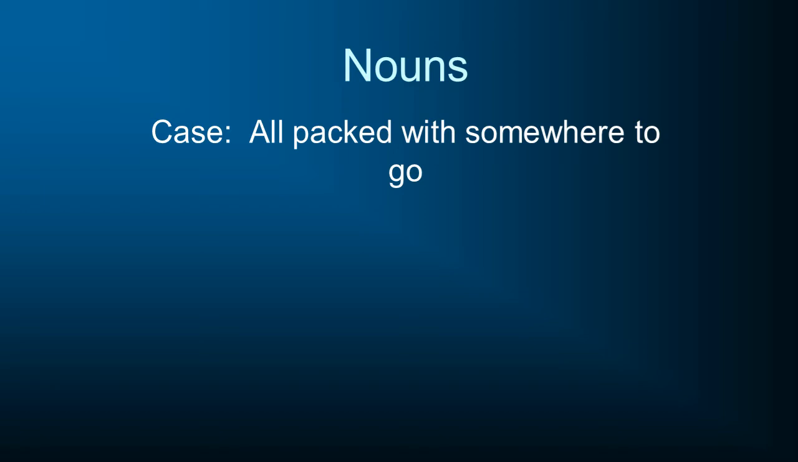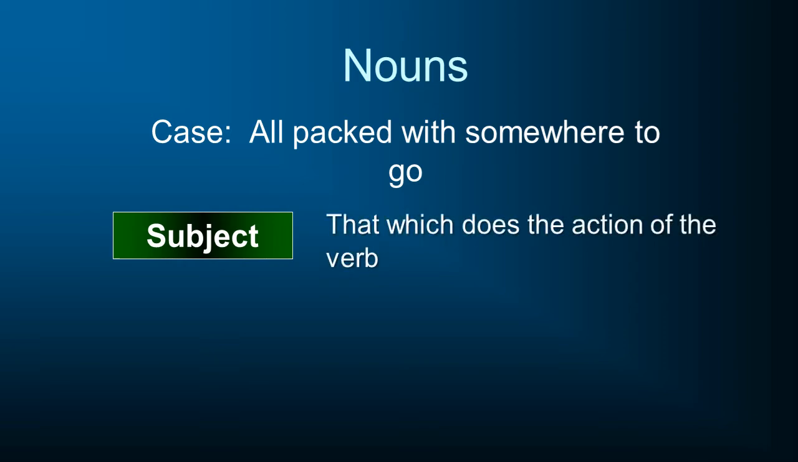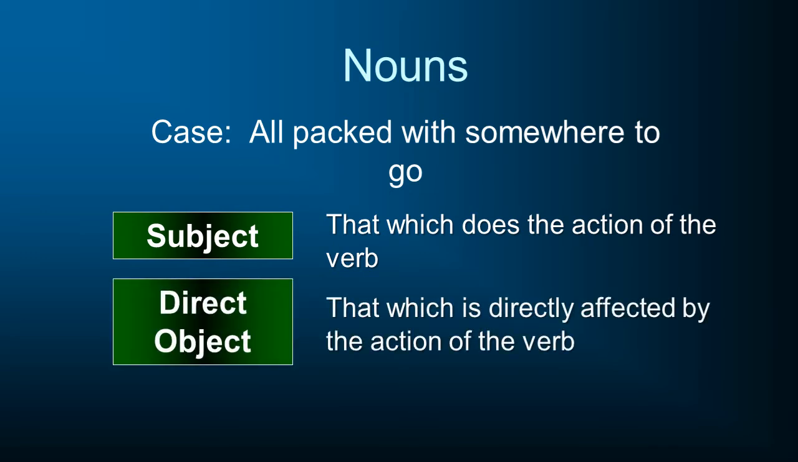Nouns have case. I like to say they're all packed up with somewhere to go. But a case is the form that the noun takes. So a noun can be the subject of a sentence, that which does the action of the verb. For example, I can say, the boy threw the ball. The boy is the subject. He's the one that does the action of the verb. Then, of course, threw is the verb. I'm not talking about verbs right now. And then the direct object, that is that thing which is directly affected by the action of the verb. So the boy threw the ball. The ball is the direct object.